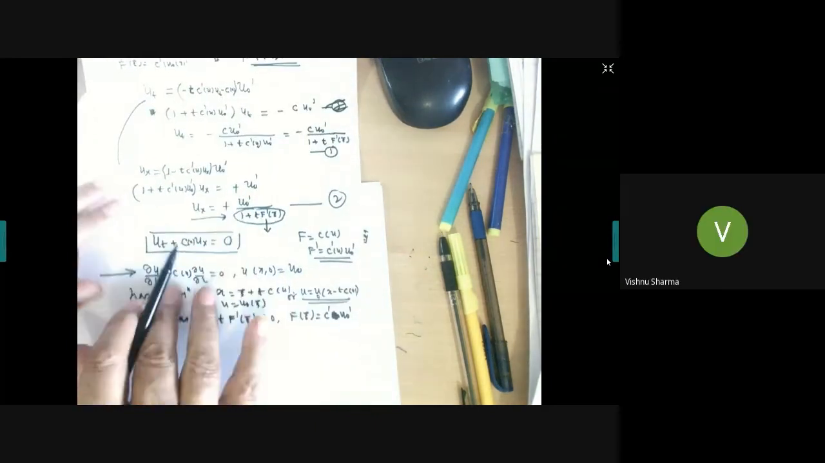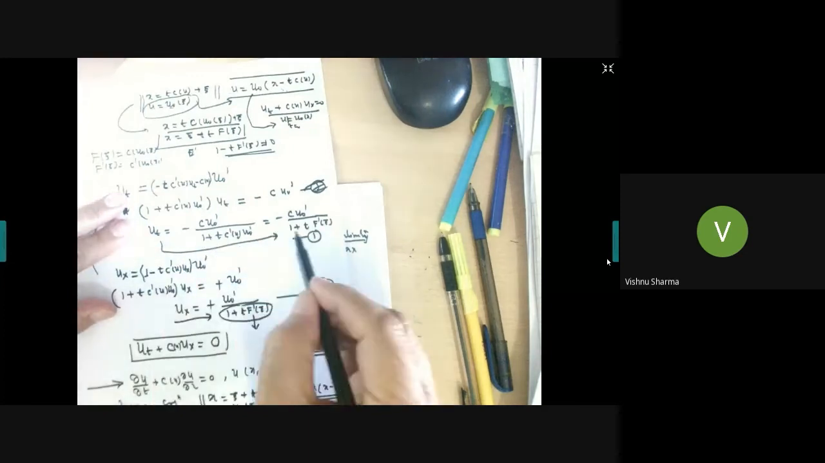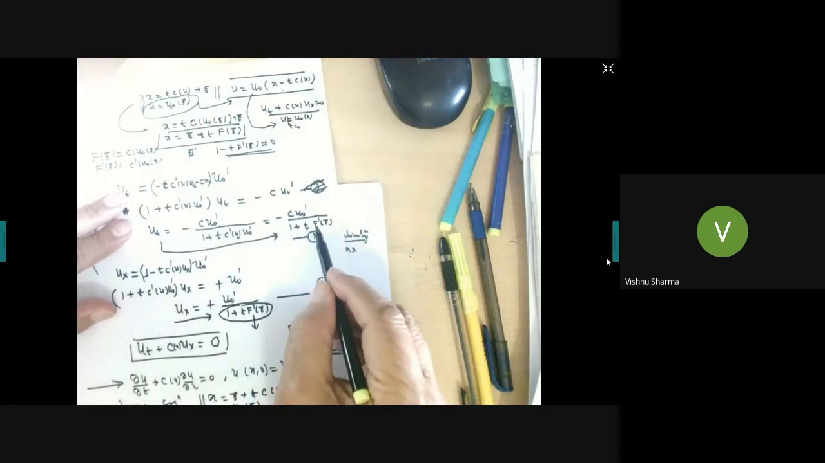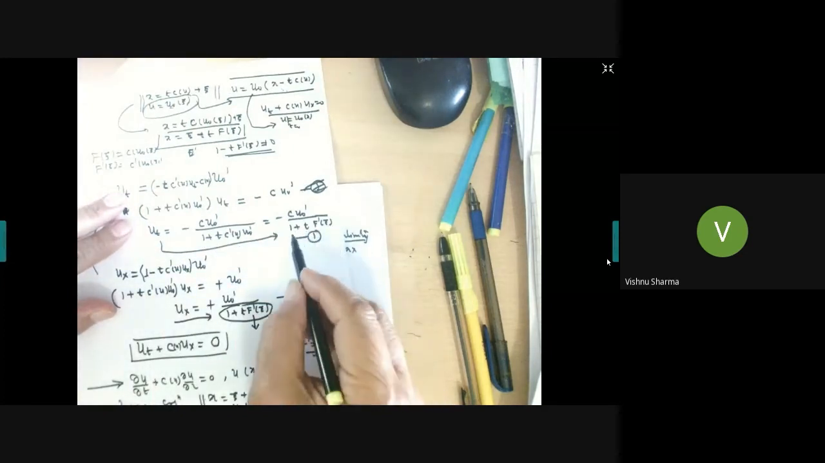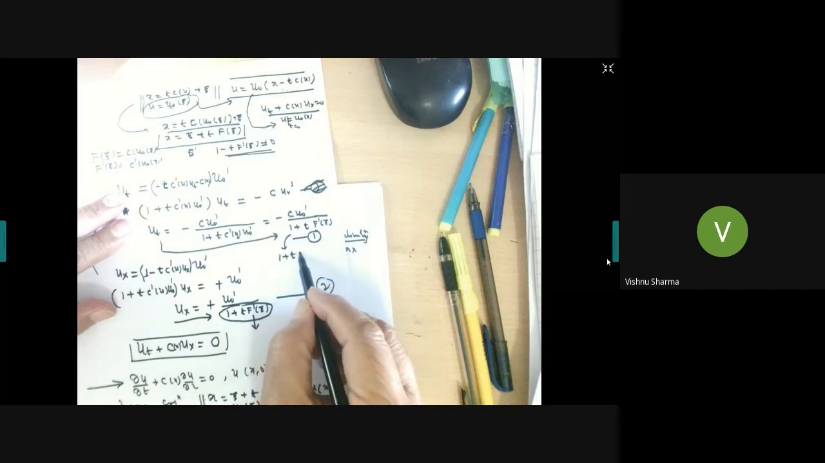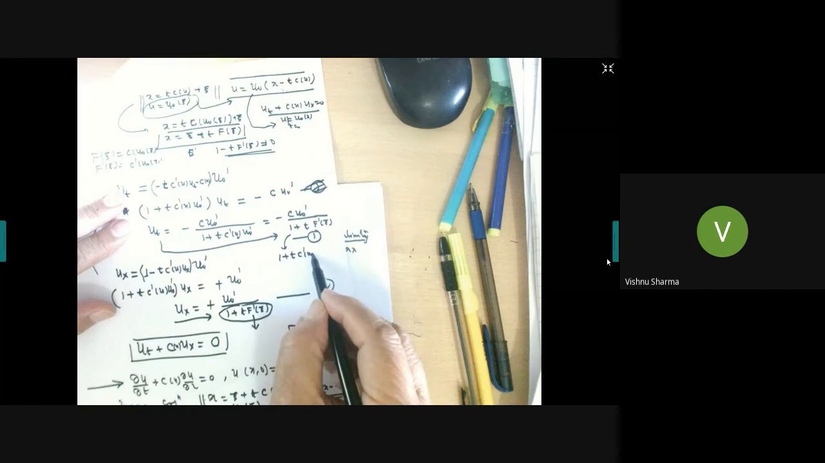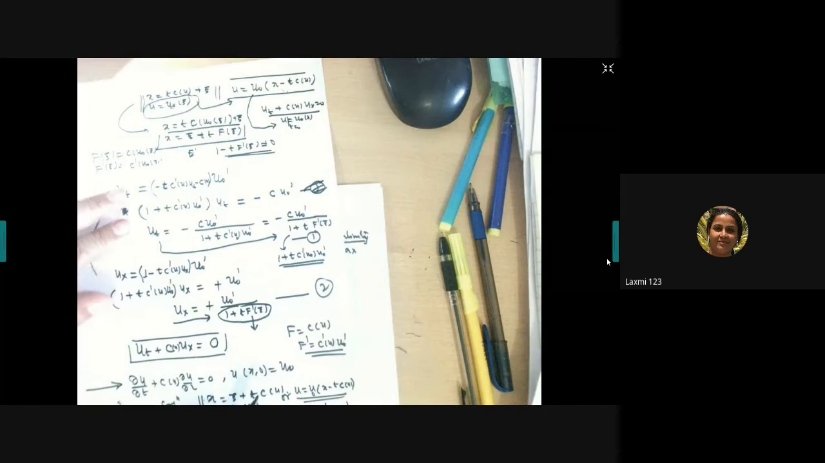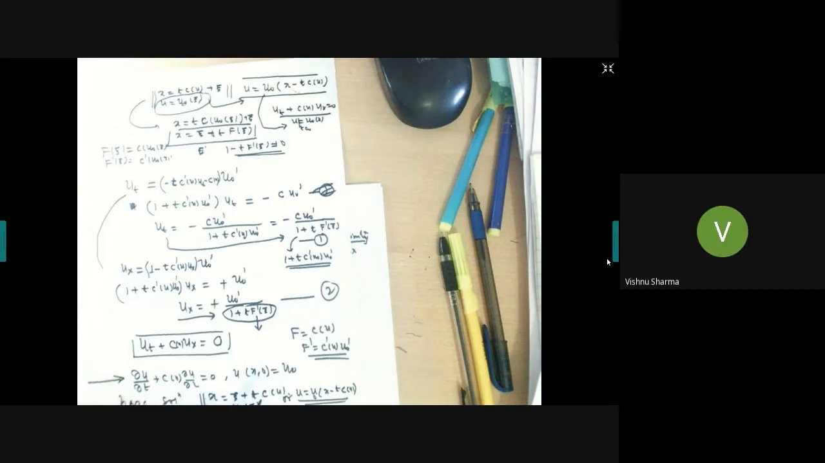X is given by this. U t is given by this. If 1 plus t f dash xi becomes 0 somewhere, what is this expression? It is 1 plus t into c dash of u naught into u naught dash. This is the expression, so it is the product of these two.